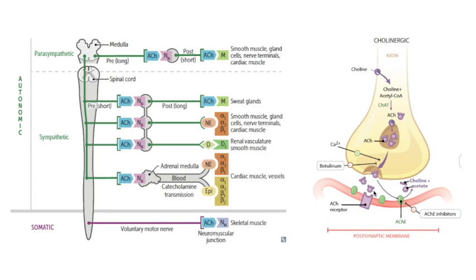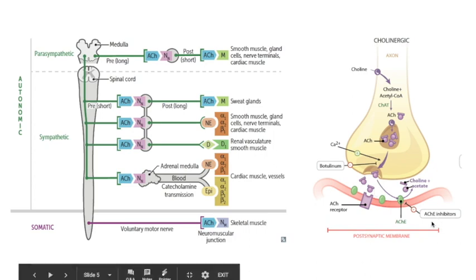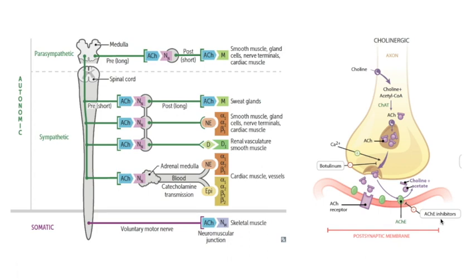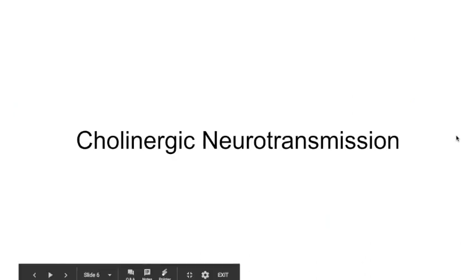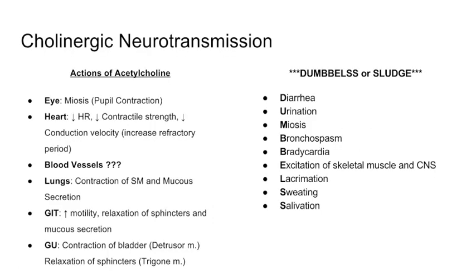You remove the cholinergic effect. However, if you inhibit the cholinesterase, you actually will cause an increase of neurotransmission. So it's another way of increasing cholinergic transmission. Now we'll talk a little bit more about the specifics of cholinergic neurotransmission.